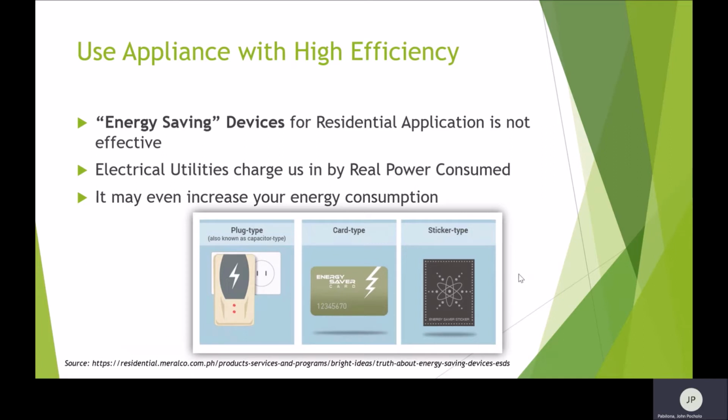With or without this device, the actual power consumption measured in kilowatts remains the same. That means the appliance has been consuming the same amount of energy. A reduction in current measured in amperes doesn't mean you'll get a lower electric bill because you're being billed for kilowatt-hour used and not by current alone.